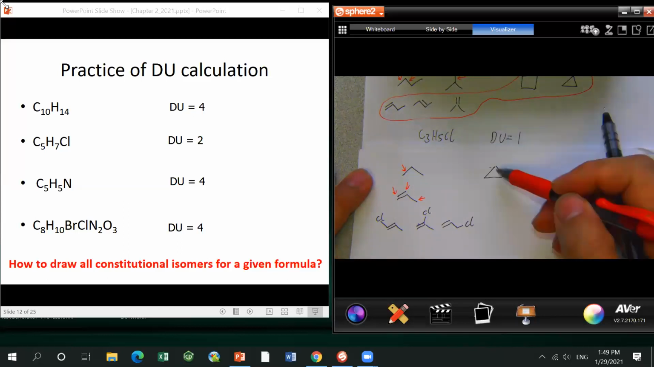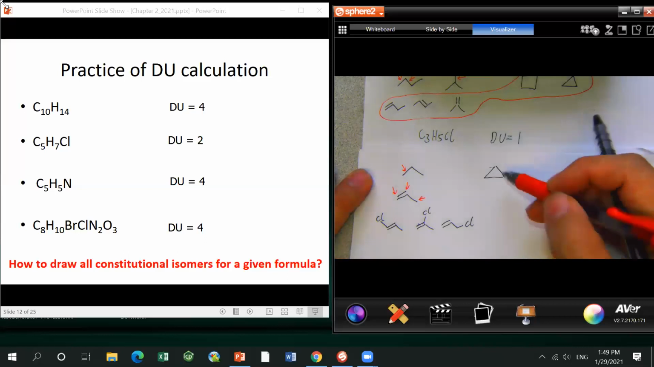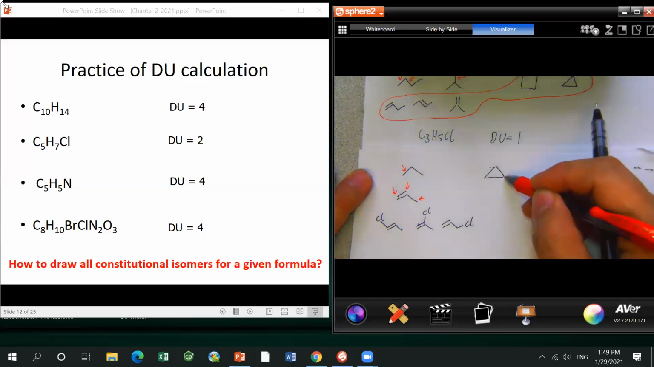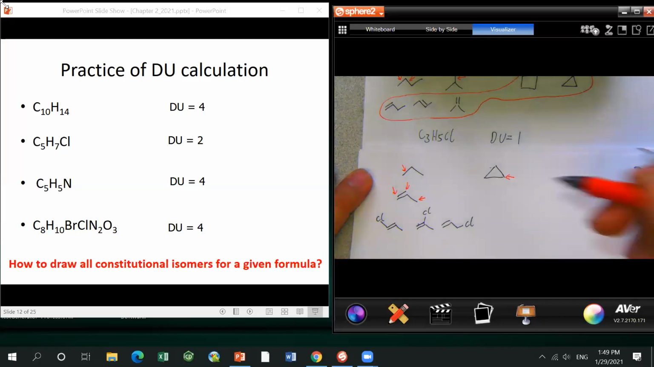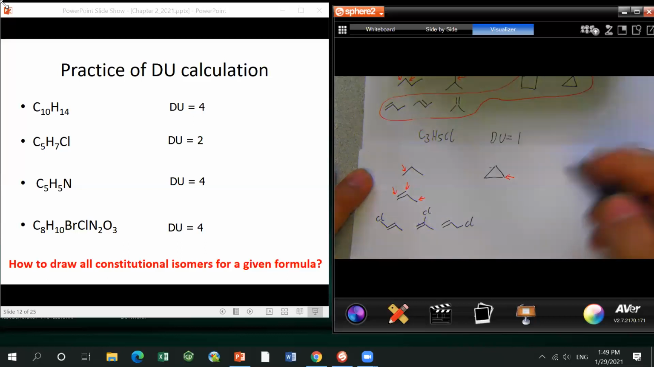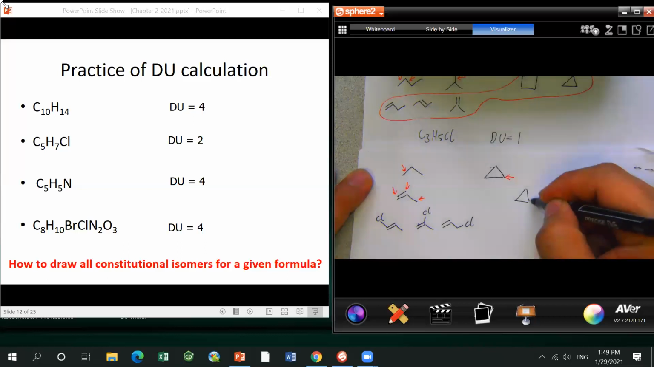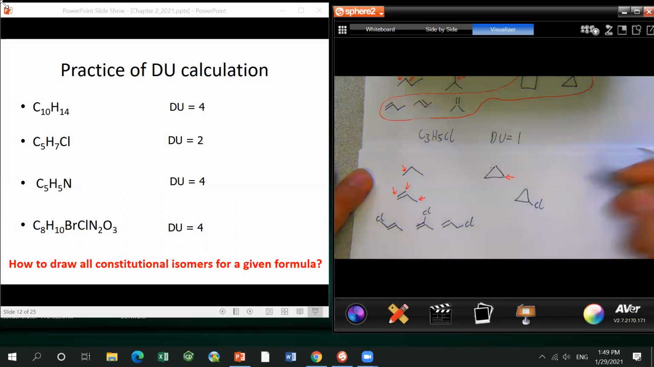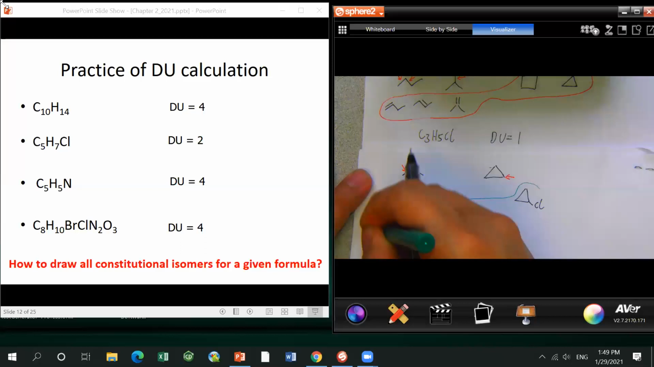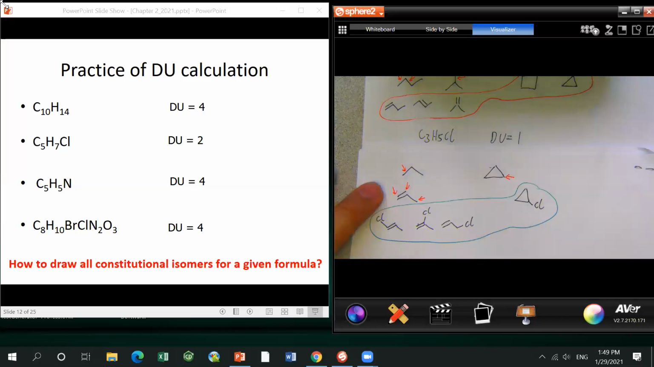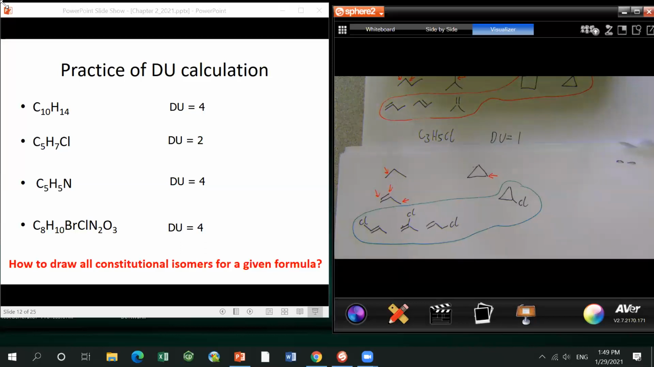And then for the last one, we'll add the hydrogens. Because it's totally symmetrical, if you add onto this carbon, it will be the same as here and here. So that means only one constitutional isomer will be generated by the last framework. So in this case, in total you get four different constitutional isomers.